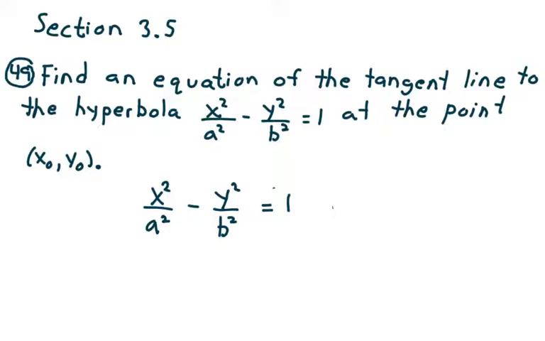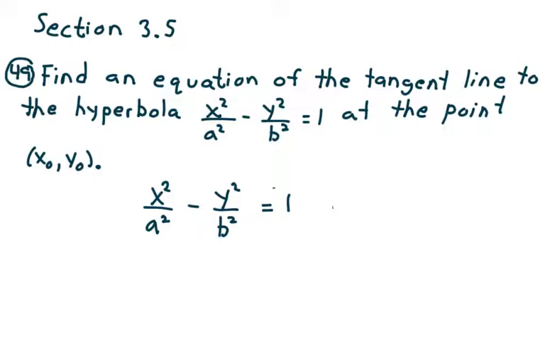Now, to find the equation of the tangent line, we need to first start off by finding the slope of the tangent line to the hyperbola at the point x naught, y naught. How do we find the slope of the tangent line? We need to first start off by finding dy dx. Once we find dy dx, we're going to evaluate it at the point x naught, y naught.